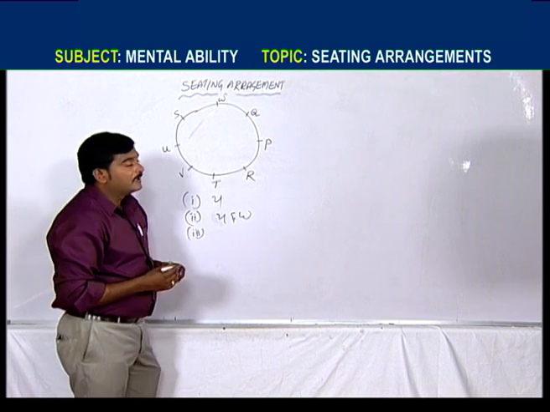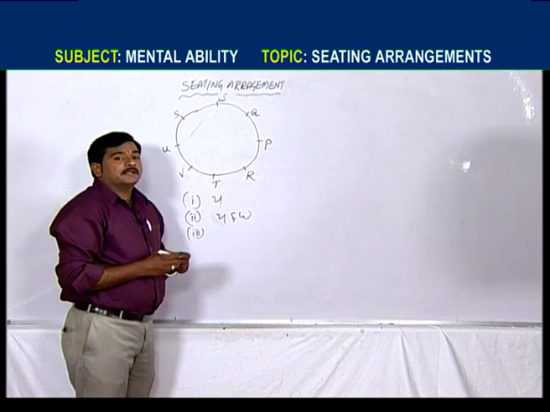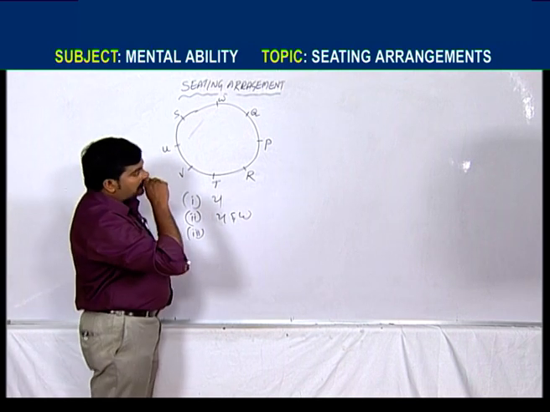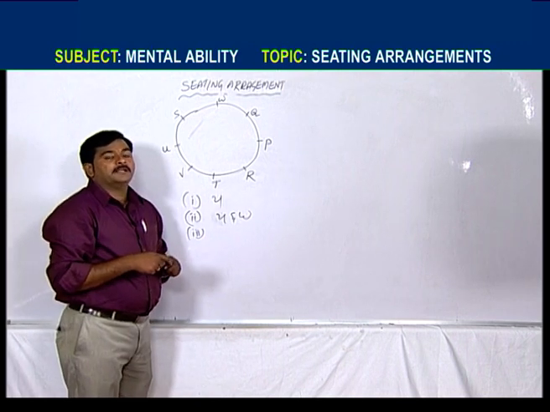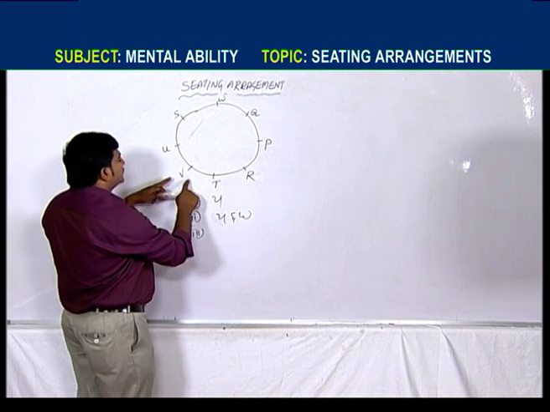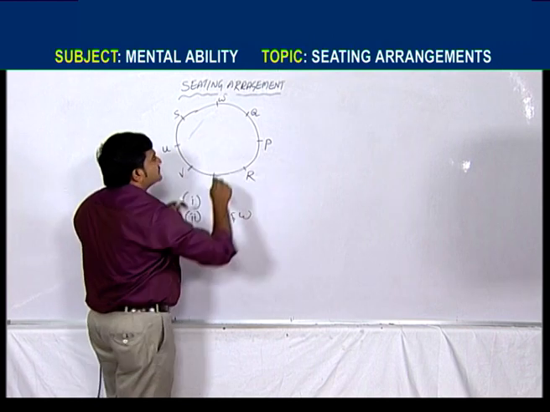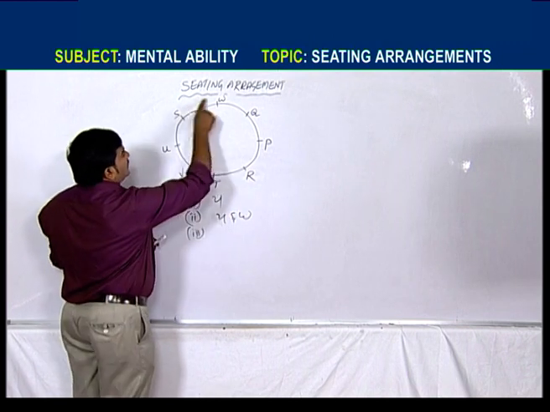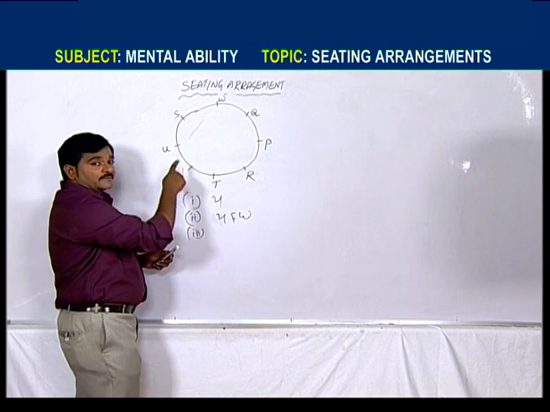Now we will go to the third question. What is the third question? Observe here. In clockwise direction, how many are there in between V and Q? Here V is there, Q is there. In which direction? Clockwise direction. So we already know clockwise direction. How will the hands rotate in a clock?